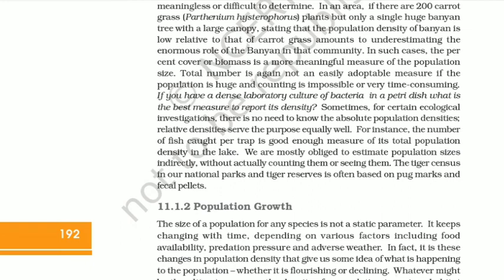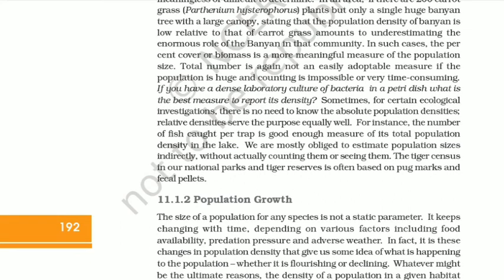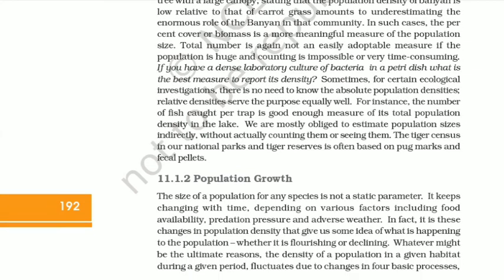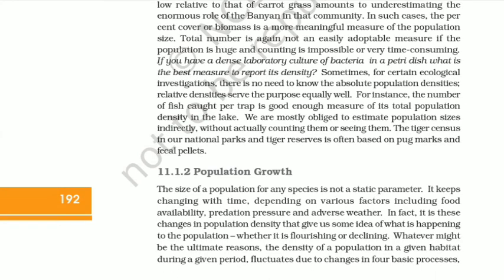Stating that the population density of banyan is low relative to that of carrot grass amounts to underestimating the enormous role of the banyan in that community. In such cases, the percent cover or biomass is a more meaningful measure of the population size.